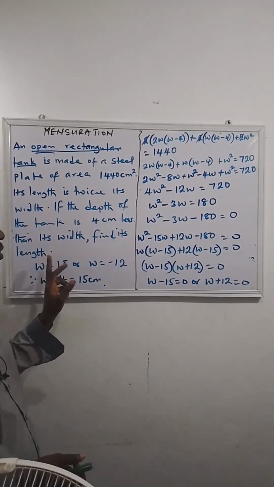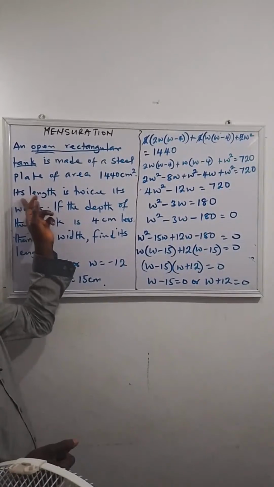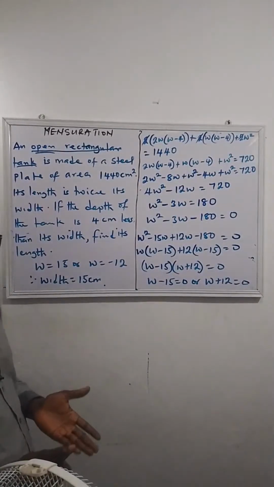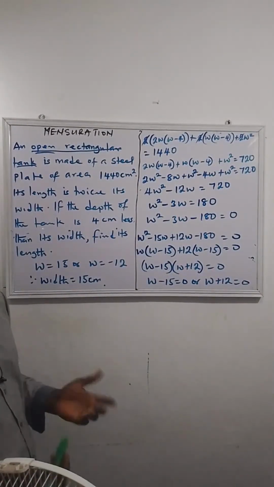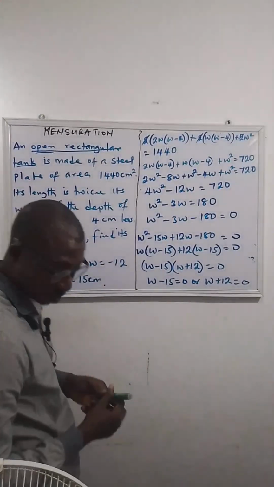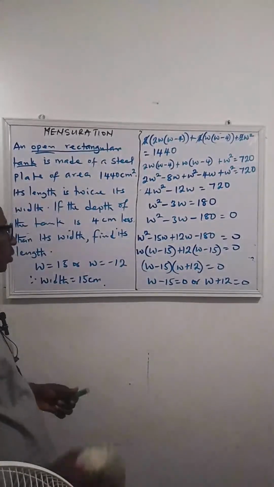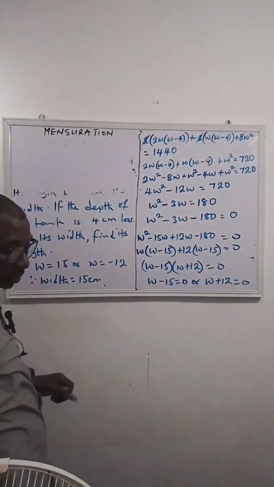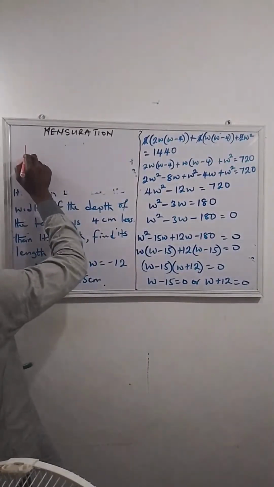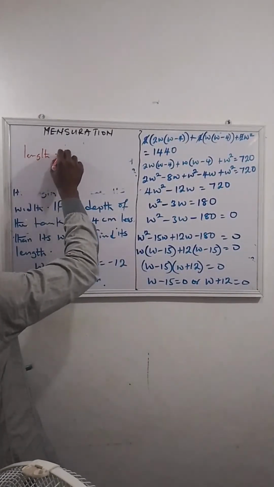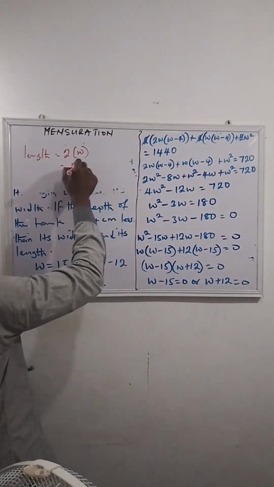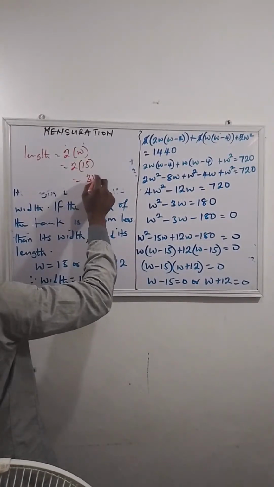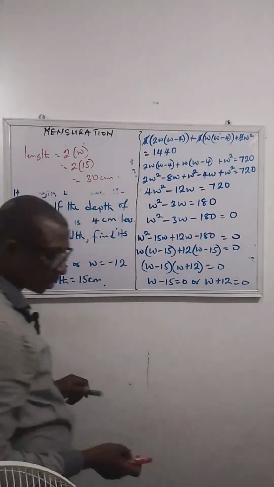And we have been told that its length is twice its width. So what is going to be the length now? We just multiply the width by 2. So when you do that, you have length equals 2 times w, that's 2 times 15, and that is 30 centimeters. So that is the answer to the problem.